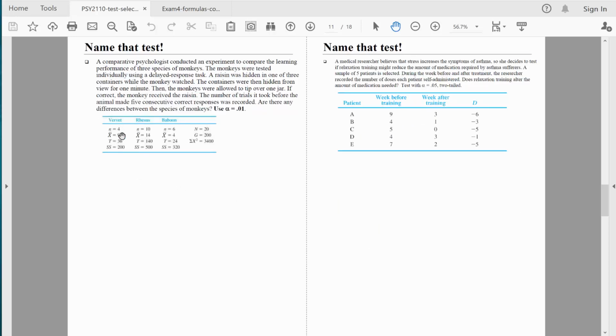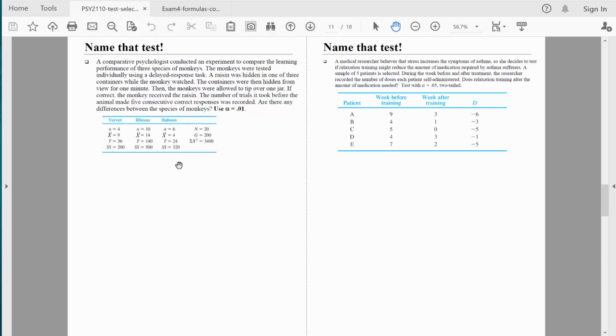Let's look at this one right here. Again, I'm already seeing three different groups that are being compared. I'm seeing three different means. I know this has got to be an analysis of variance. I'm seeing t-values listed. I'm seeing sum of squares for each group. I'm seeing a G-value, the overall grand total.